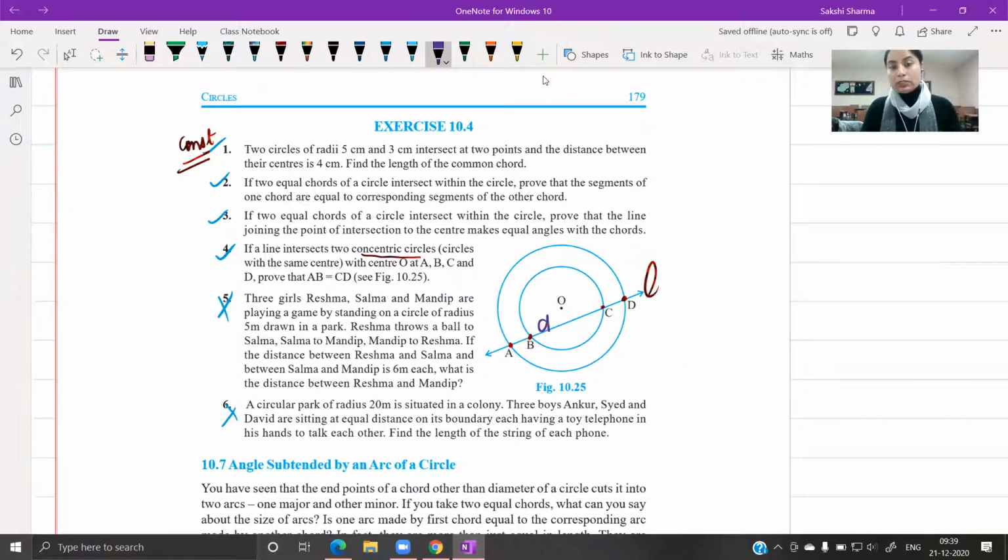So for the smaller circle, you have BC as the chord. I hope you remember the definition of a chord. A chord is a line segment which joins two points on the circumference. So for the smaller circle, BC is the chord. Points B and C are lying on the boundary, so BC is the chord for the smaller circle, whereas AD is the chord for the larger circle. So I would be using construction here. I'm going to construct a perpendicular from the center to this chord.